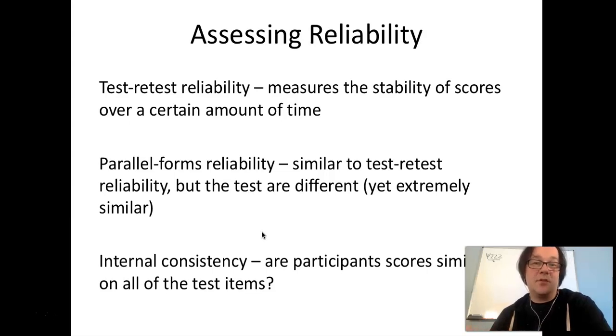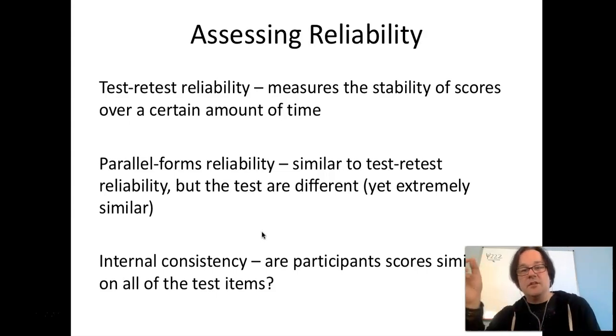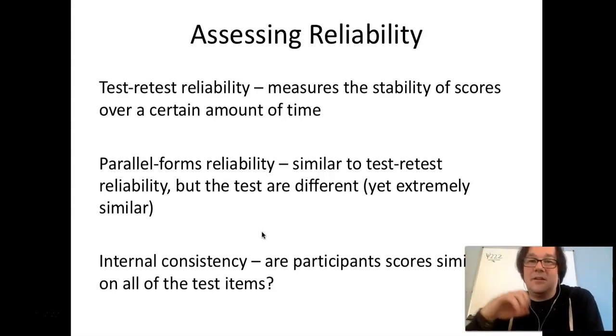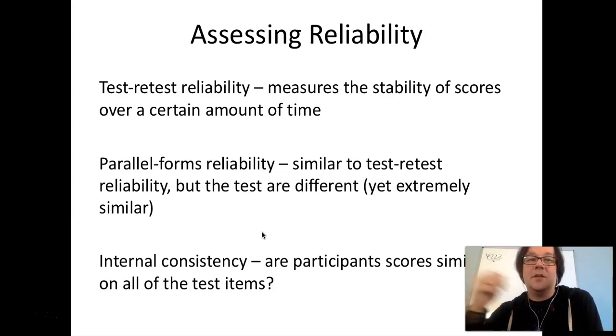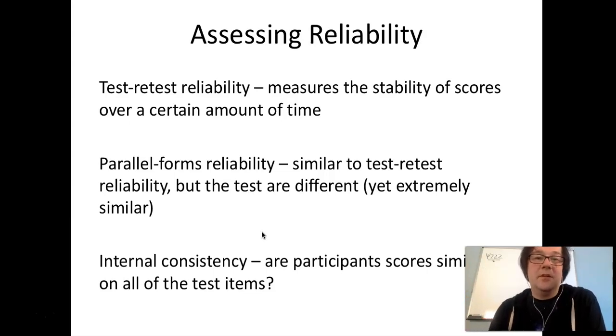That professor is going to want to make sure that those two versions have high parallel forms reliability, meaning that the scores on version A are highly correlated, if not close to perfectly matched, with the scores on version B. Otherwise, your test is not reliable. Neither test is reliable in that sense, because they're producing different scores. They're not producing consistent scores, and that would of course be unfair to your students.